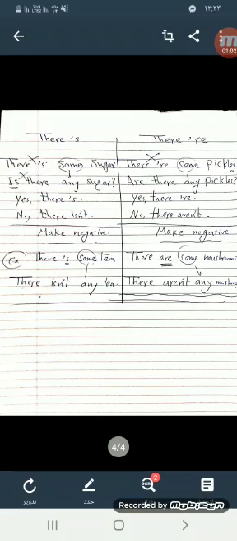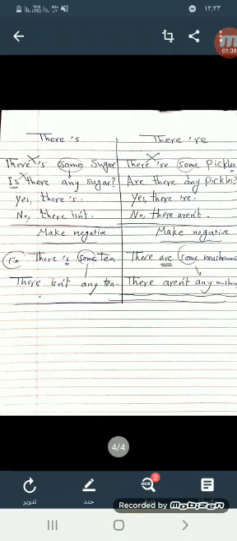Look at there are. There are used with countable nouns. Countable nouns, things that can be counted. For example, mushrooms, carrots, pickles, cookies. All of these nouns take S at the end of the word because we can count it. Okay?